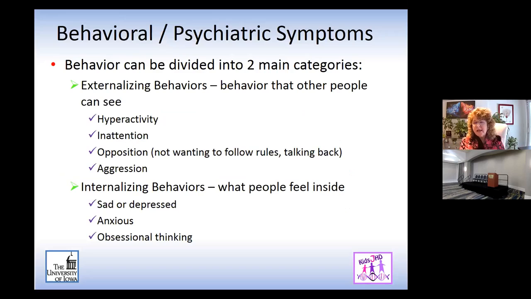Behavioral psychiatric symptoms are very globally broken up into two categories, what we call externalizing behavior and internalizing behavior. Externalizing behaviors are behaviors that other people can see. That's why they're called external. So it's hyperactivity, inattention, opposition, not wanting to follow rules, talking back, aggression. And internalizing behaviors are what people feel inside. So it's feeling sad or depressed or anxious or obsessional.